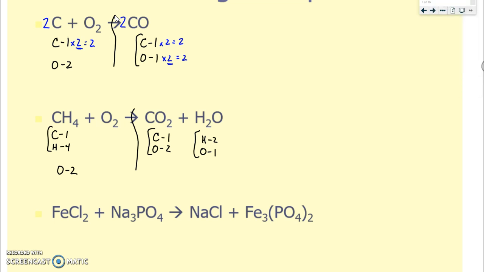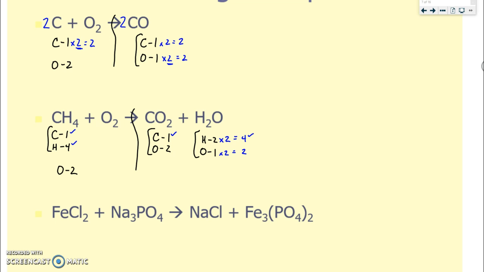Carbon, I have 1 on each side, so I appear to be good. I have 4 H's on one side and 2 on the other, so I need to multiply by 2. The bracket indicates that this is also times 2. Okay. So now my H's match.